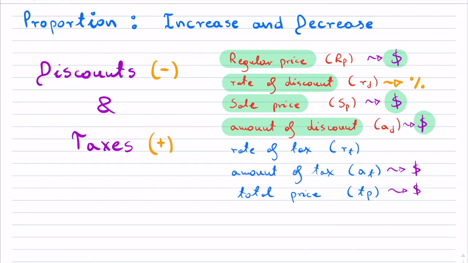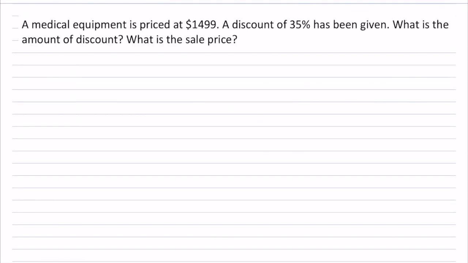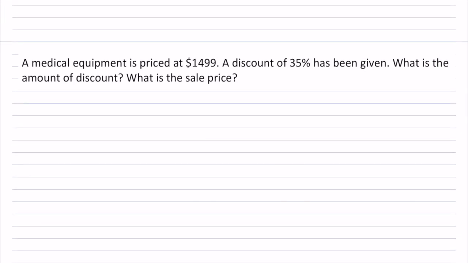Now, before I go on to the other ones, let's take a look at how this can actually happen within a question and how I like to lay it out. So if we take a look at this example, we have a medical equipment. It's priced at $14.99. So this right here is your regular price. So I can write it down. So this is my regular price. The next thing is they give me a discount, so a discount of 35%. So this is just my rate of discount right there.